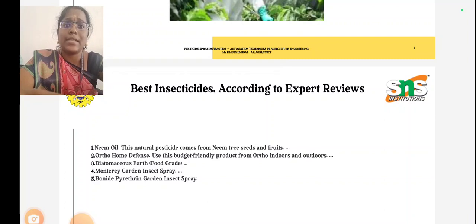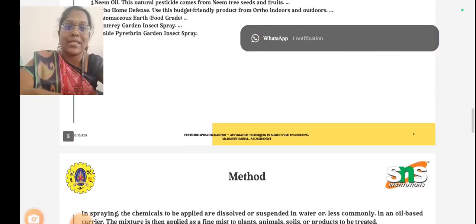The best insecticides according to the experts are as shown here. The first one is neem oil. As we all know, whenever there is a mosquito bite, our parents and grandparents will apply neem oil to the infection caused by the mosquitoes. So neem oil is a very good natural pesticide that comes from neem tree seeds and fruits. Ortho Home Defense is a budget-friendly product for indoors and outdoors. The garden insect spray, Bonide pyrethrin garden insect spray, are the most common insecticides used nowadays.